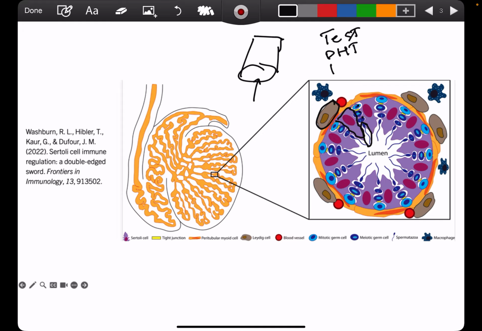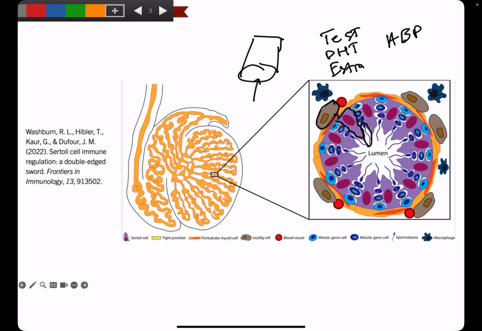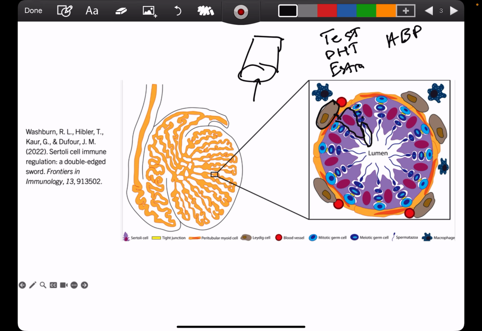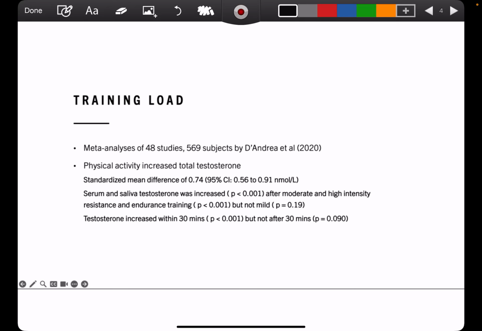Within, again, the Leydig cells produce testosterone, DHT, and estradiol. And these all, again, feed back to the hypothalamus and the anterior pituitary. The ABP produced by the Sertoli cells helps shuttle testosterone through these membranes to help mature and grow these germ cells ultimately into sperm.